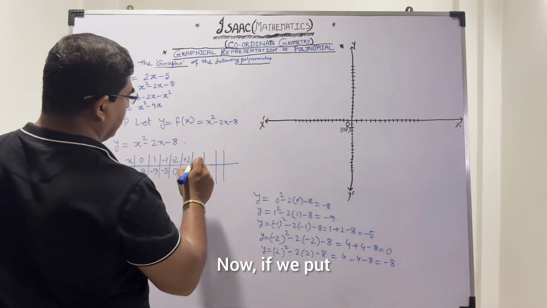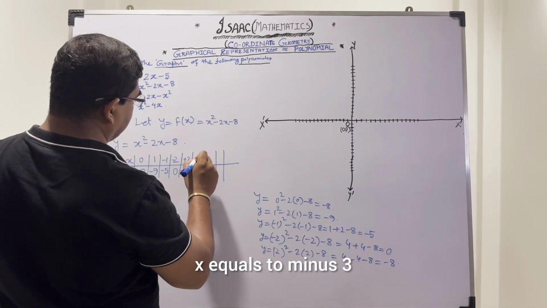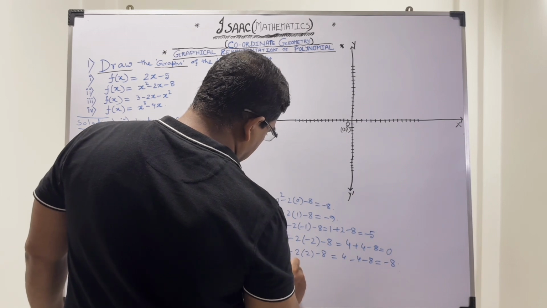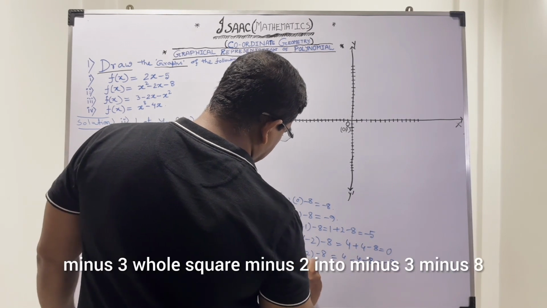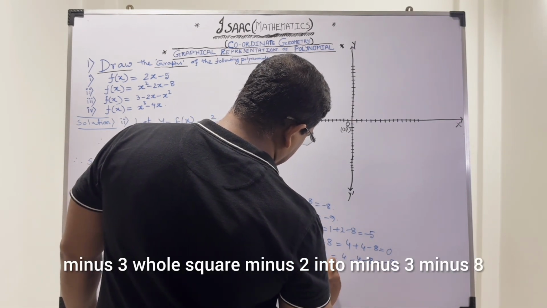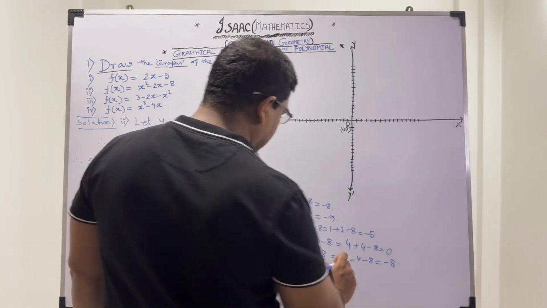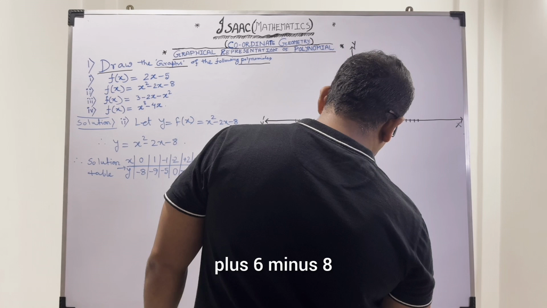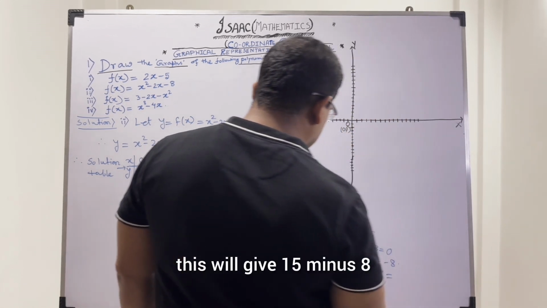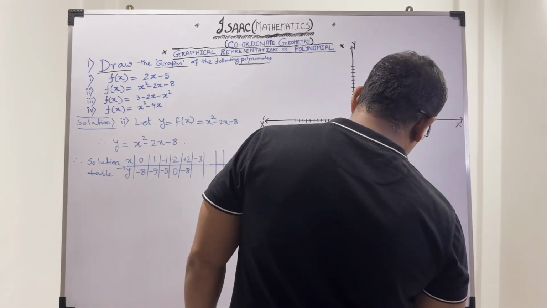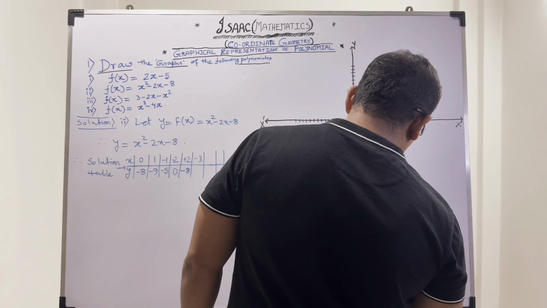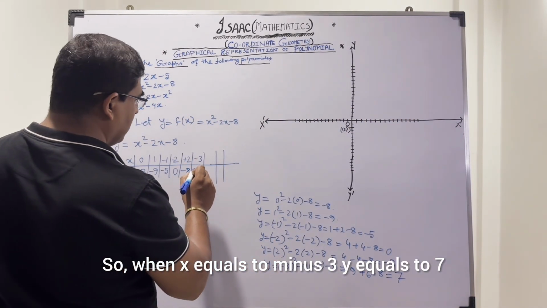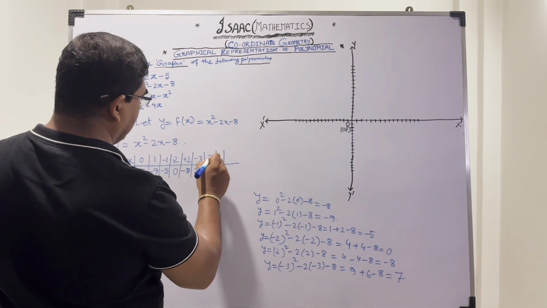Now if we put x equals to minus 3, then y equals to minus 3 whole square minus 2 into minus 3 minus 8. That is 9 plus 6 minus 8. This will give 15 minus 8, that is 7. So when x equals to minus 3, y equals to 7.